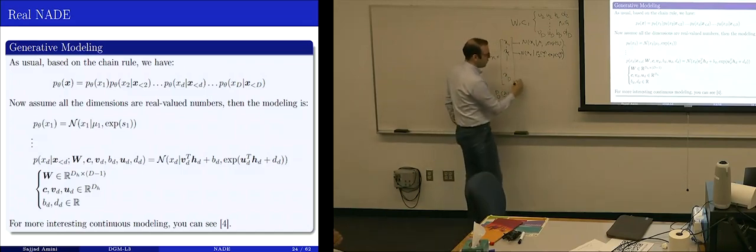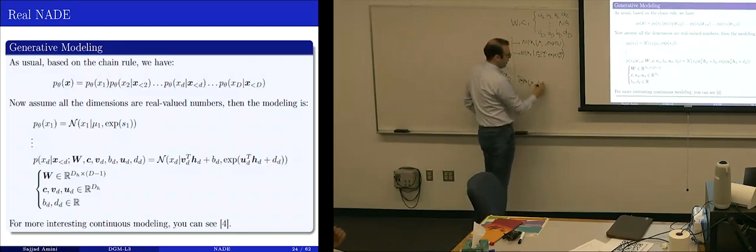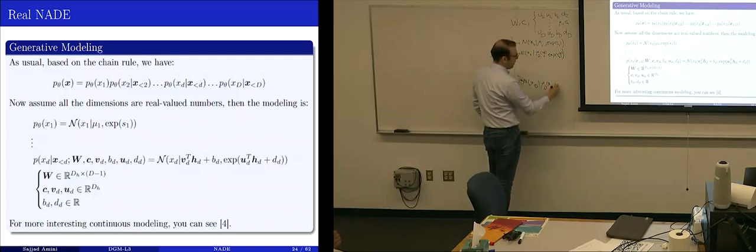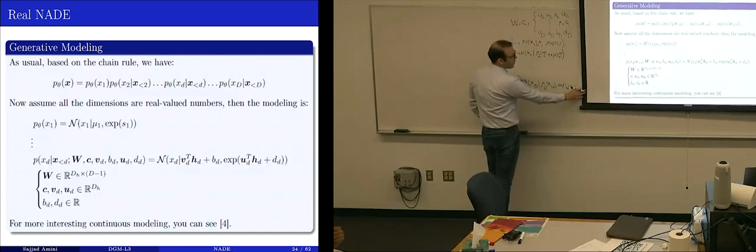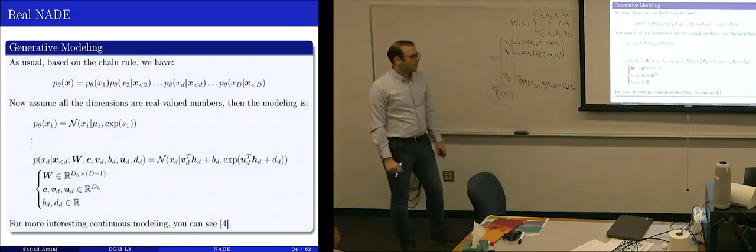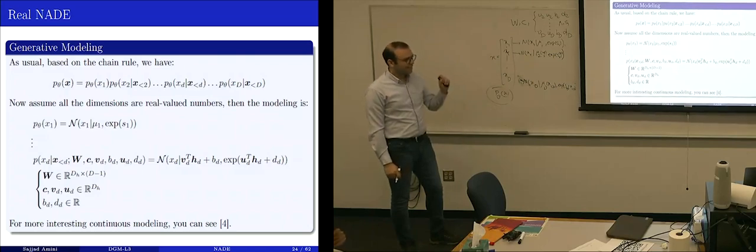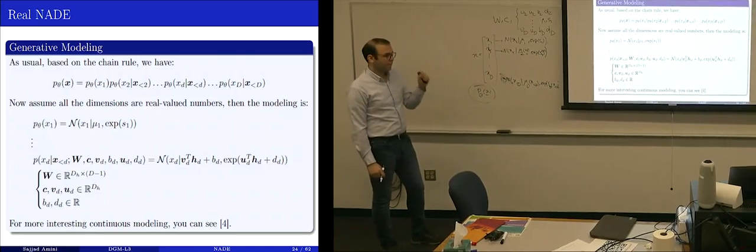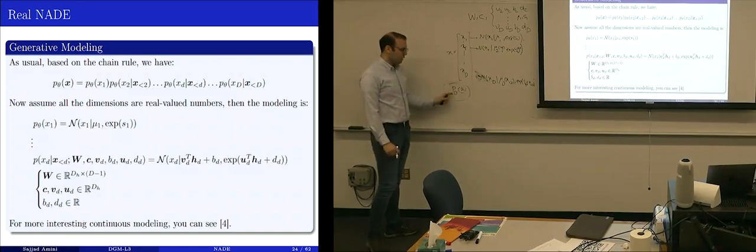Until the end, you generate the xd given mu d of x less than d and exponent of sd, which is a function of x less than d. And if you multiply them together, you reach the point you want, which is the probability of that data point, which is the PDF value in that point, your model PDF in that point.